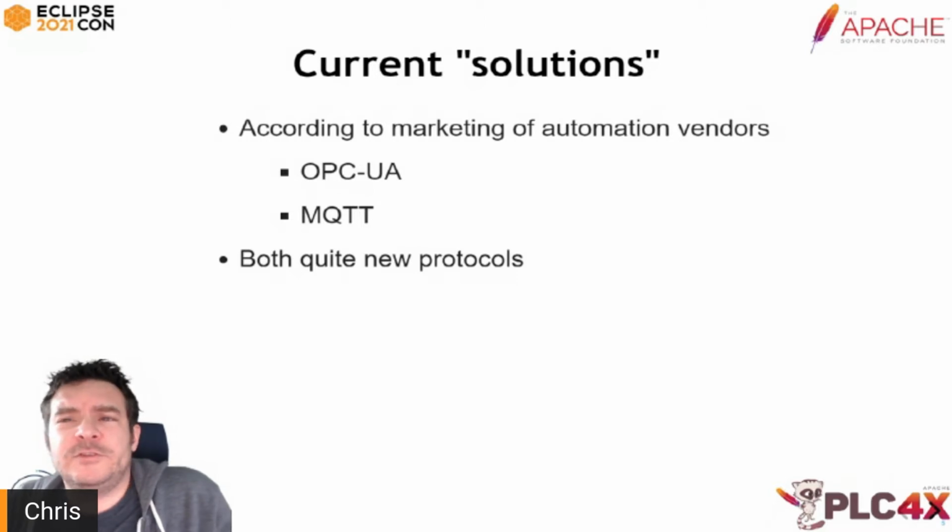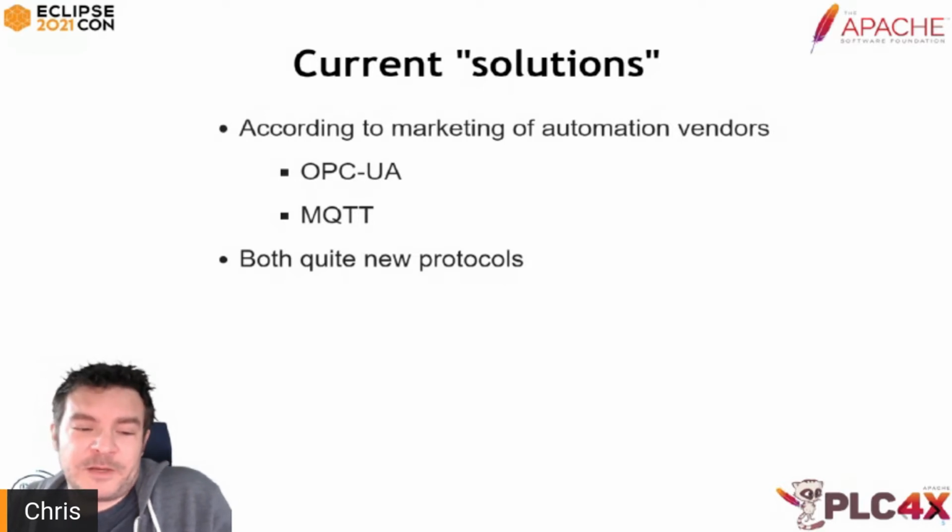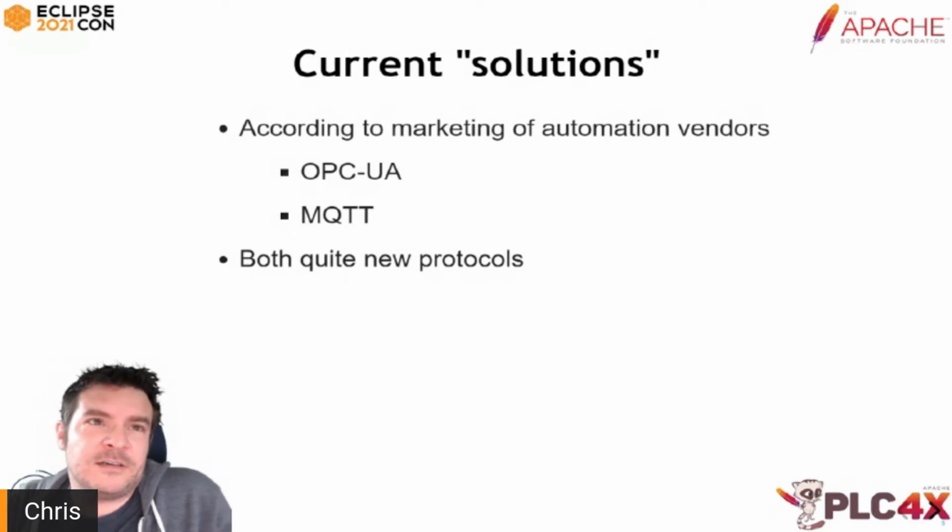In the last 2 years, we've got more products directly supporting MQTT. But both can be considered quite new protocols, especially if you think that some of those industrial automation protocols are up to 40 years old. So they're quite new.